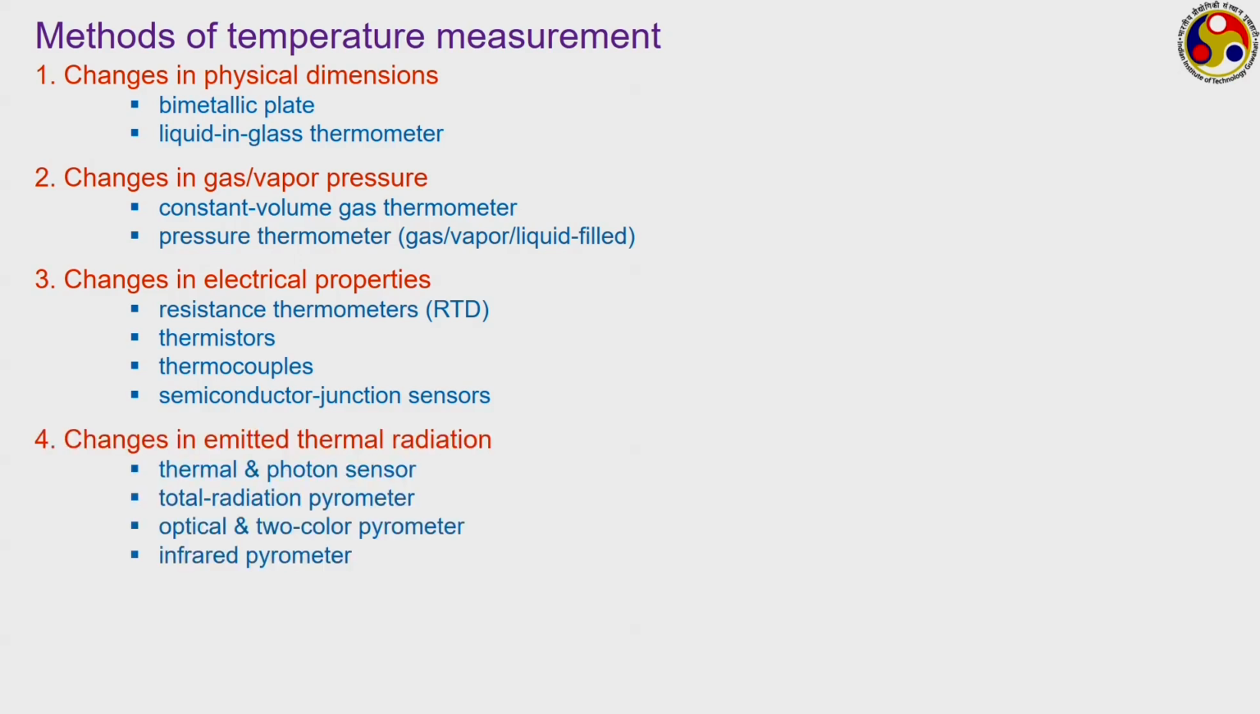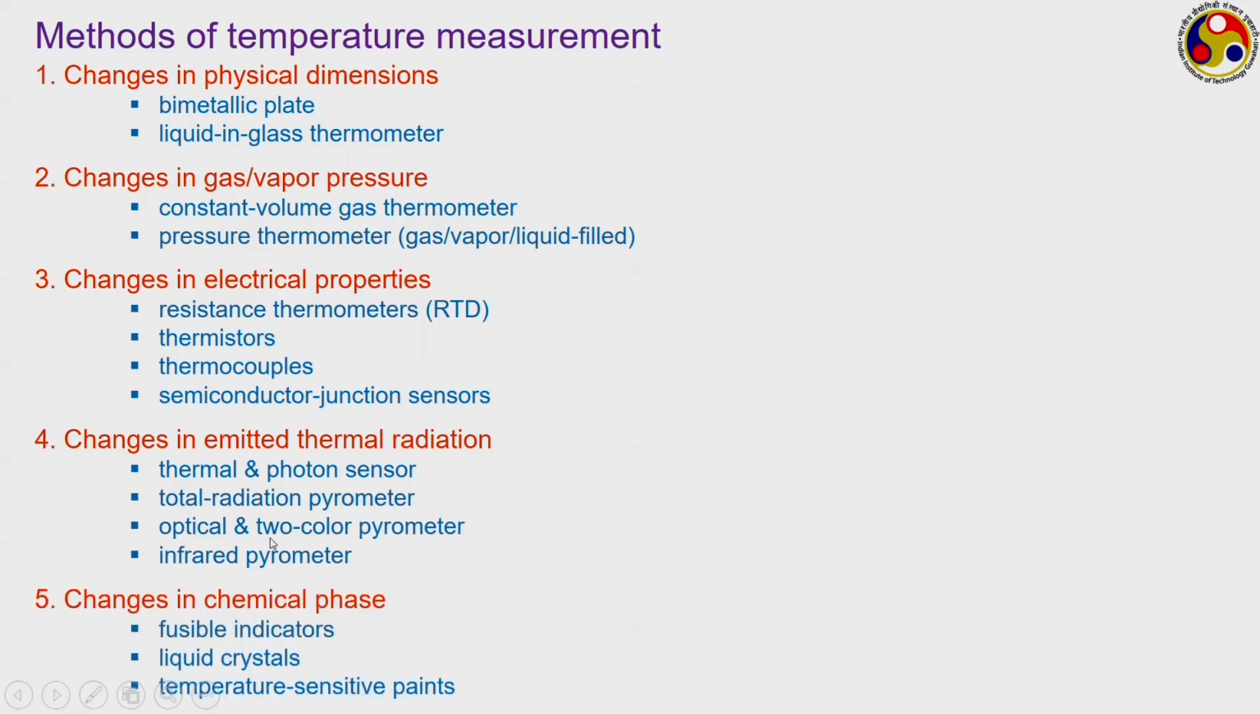Then change in emitted thermal radiation: thermal and photon sensors, total radiation pyrometer, optical and two color pyrometer, and infrared sensors or infrared pyrometers. Changes in chemical phase is a much newer use and not that much at industrial scale, but more at research scale, like fusible indicators, liquid crystals, temperature sensitive paints, etc., all can be considered.